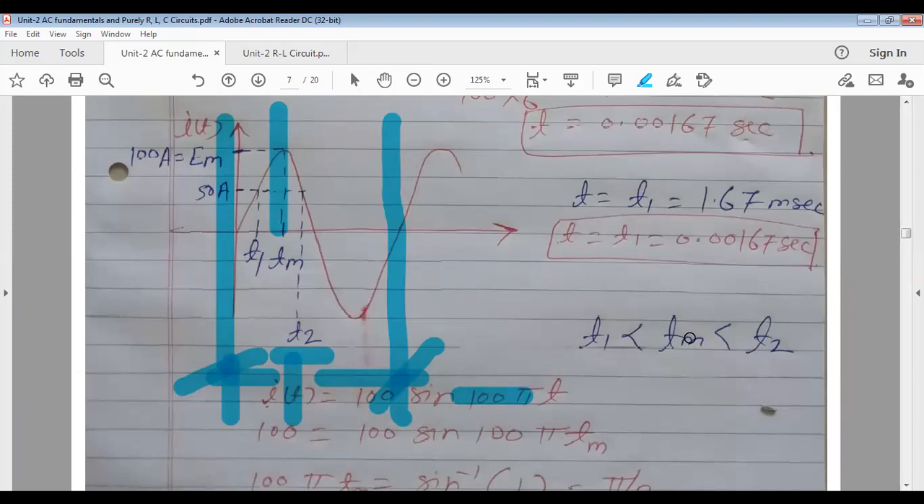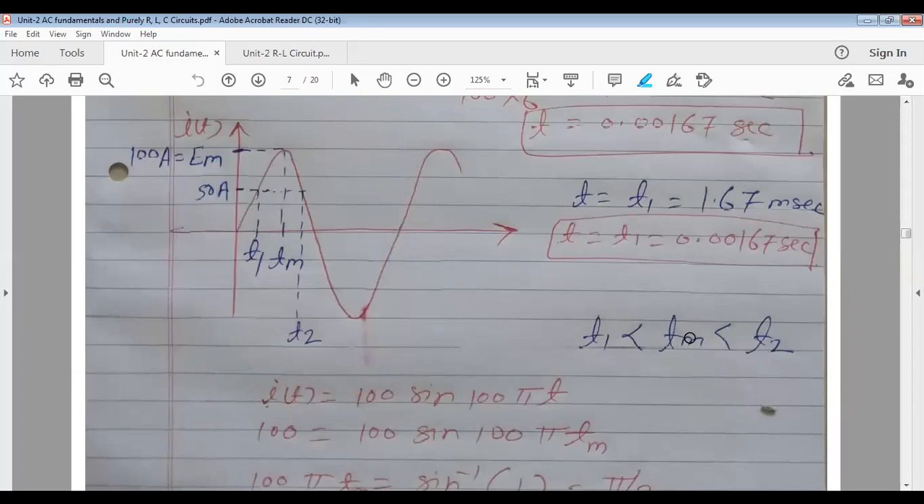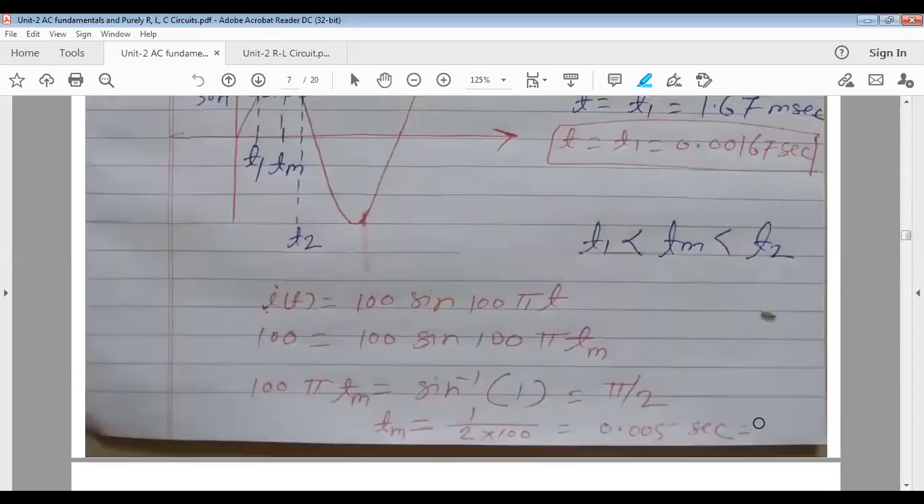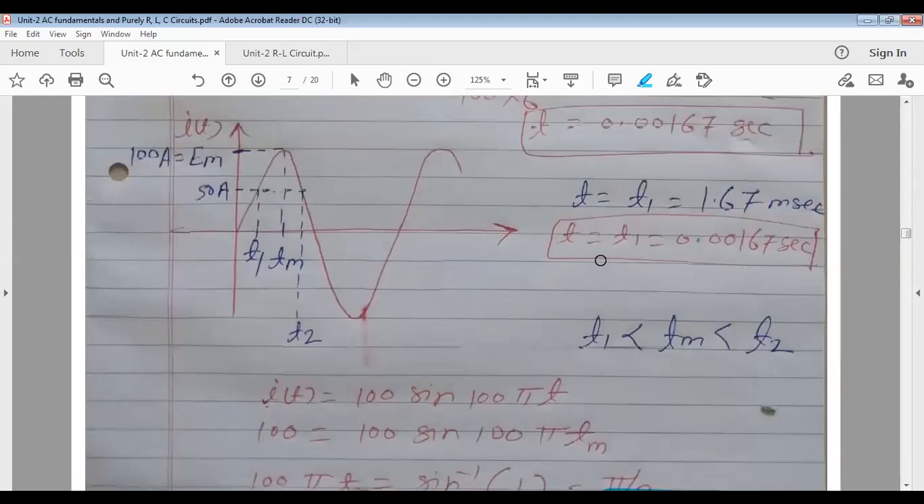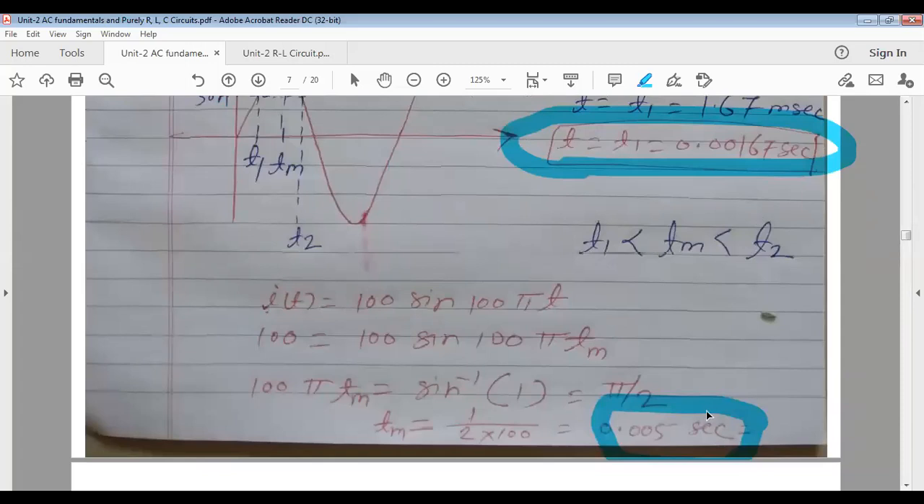Clear? So this is another option to calculate Tm. Calculate the time period, and then one fourth of the time period is Tm. This is also another option. Any of these you can use to calculate Tm. Now see here, Tm we got 0.005 second. And whatever T we have calculated is 0.00167 second. So which one is greater, Tm or T?